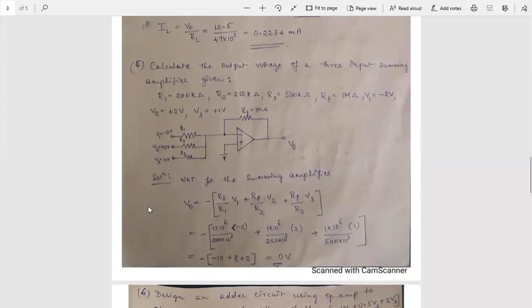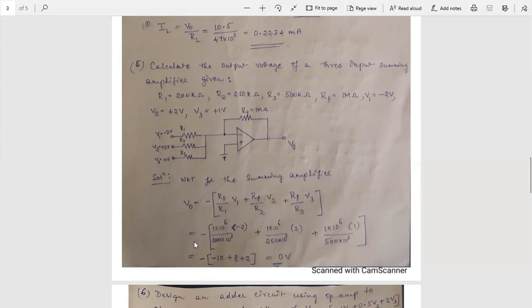So here we know that for an inverting summing amplifier, the output voltage V0 is equal to minus of RF by R1 into V1 plus RF by R2 into V2 plus RF by R3 into V3. So now substitute the values for RF, R1 and V1, V2, V3.